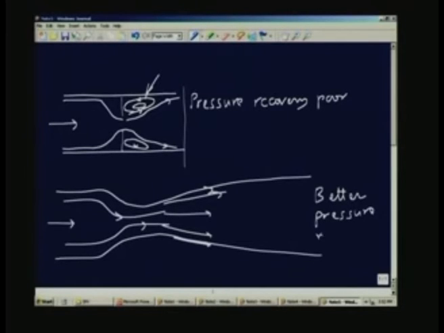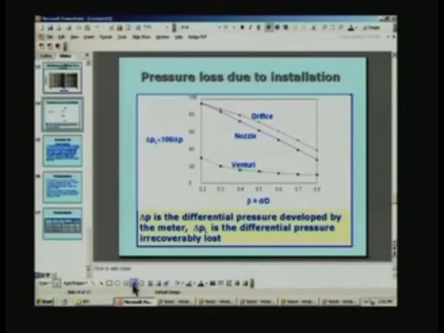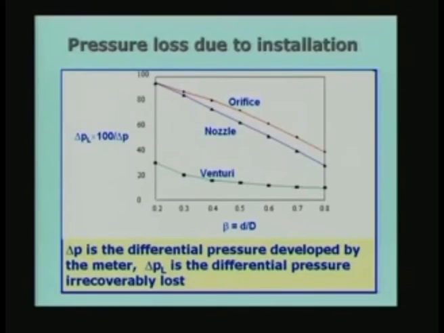That means, if you choose the exit angle within these limits, the 5 degrees to 12 or 15 degrees that we mentioned, the pressure recovery is much better than in this case, because in this case there is scope for the development of separated flow and circulating flow, which is going to dissipate some of the kinetic energy. And in fact, the nozzle also is a good device, because it is going to behave much better.